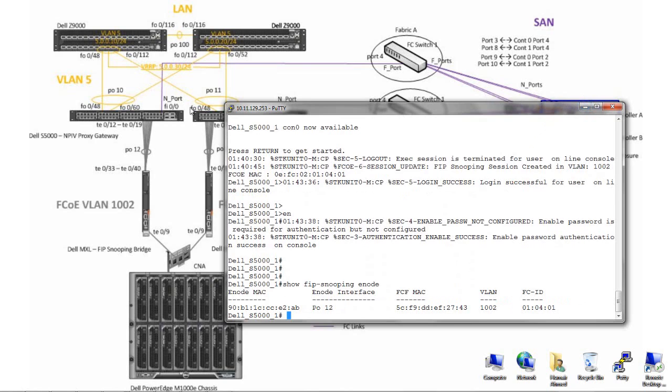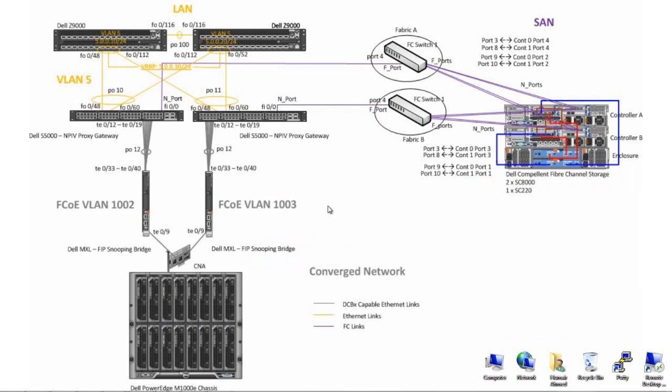So that's it for both the S5000 configuration and the FCoE Transit configuration on the MXL. What I'm going to do now is go to the server and pass some traffic to make sure that the configuration is actually working.